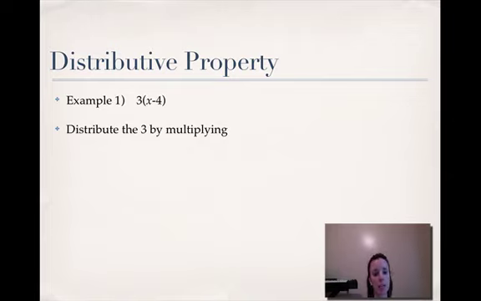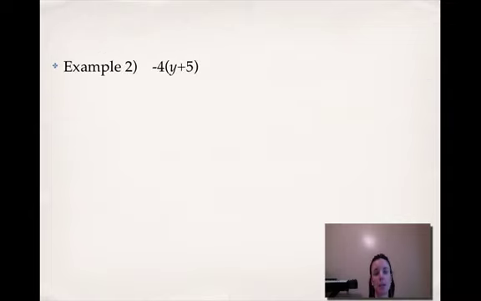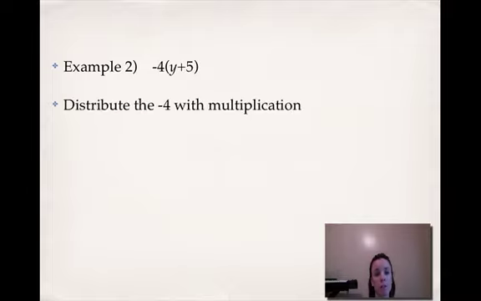So we have 3 times x and 3 times 4, so it becomes 3x minus 12. Notice that minus sign stays the same. So, example 2, I have negative 4 times the quantity y plus 5. Again, we distribute with multiplication, so we bring that negative 4 through. So it's negative 4 times y and negative 4 times 5. So it becomes negative 4y plus a negative 20.